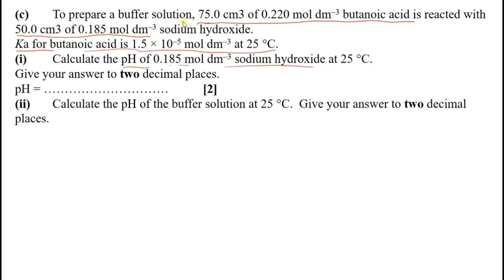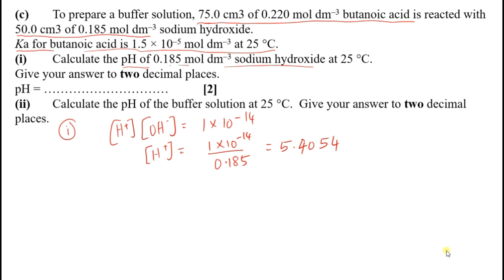So this is going to produce the salt sodium butanoate. Ka is given. Calculate the pH of sodium hydroxide. So we start off in part 1, it's like 2 marks. So what to use is the ionic product of water for this. So what I've done is write the ionic product of water here, and then rearrange this to get the hydrogen ion concentration. You need to divide that by the concentration of hydroxide ion.